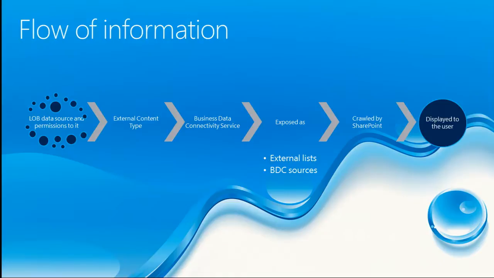So, a flow of information. We have our data, our LOB data, inside our database. Now in the demo, I'm going to create an account in Active Directory. We're going to assign that particular account permission to the database. I'm going to do the entire flow just so you can get an understanding of exactly what needs to happen. We're then going to create an external content type using SharePoint Designer. And then we are going to bring this information into SharePoint. Now I'm going to do it as an external list.